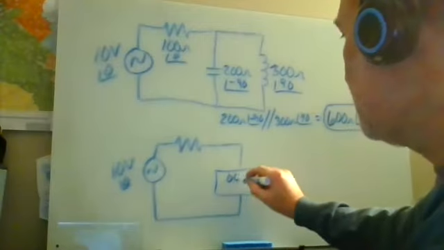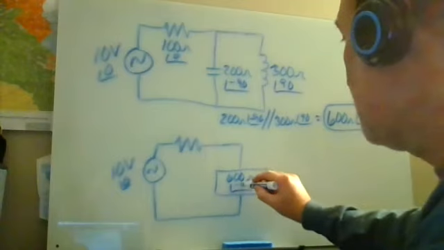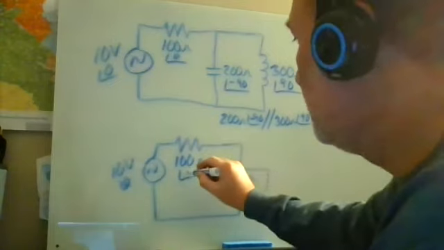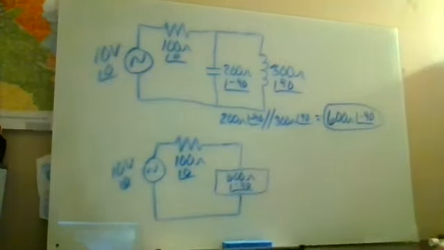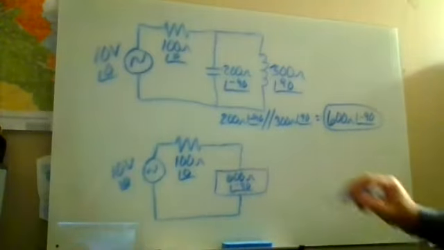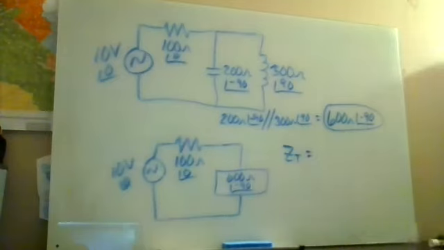I'm going to say this is 600 ohms at an angle of -90. And this was 100 ohms at an angle of 0. Well, now I have what? Series. I've got a simple series circuit. I know how to solve those. So I'm going to find my Z total, which is going to equal what? 100 ohms at an angle of 0 plus 600 ohms at an angle of -90. Because it's a series circuit, I just add them together.